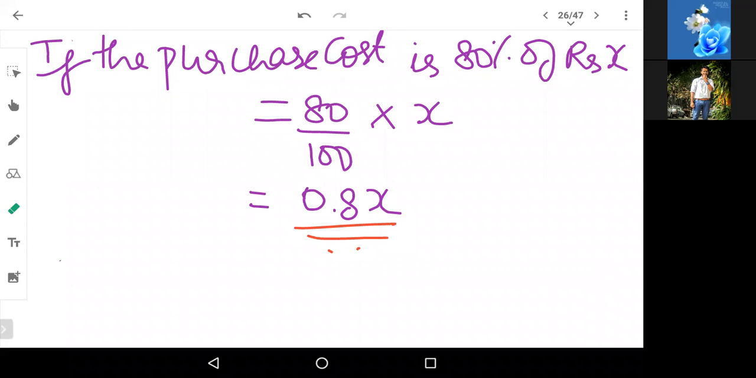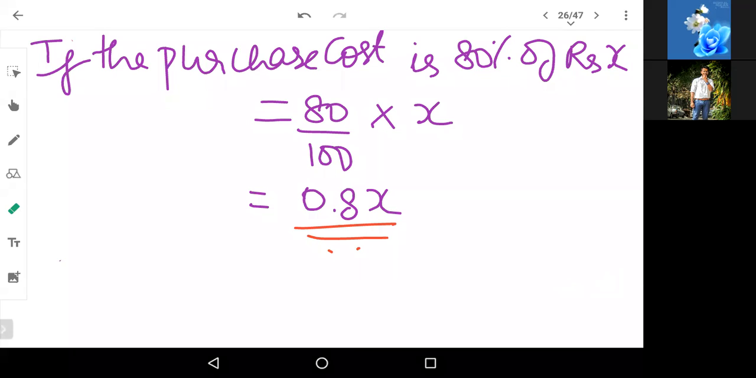I hope it is very clear now. Any doubts? Okay, good. Now coming to the actual working of the problem.